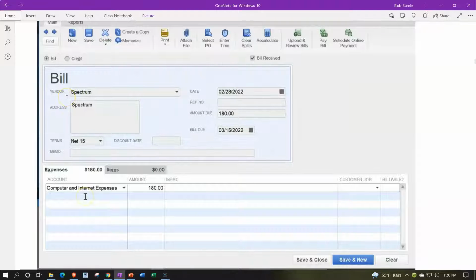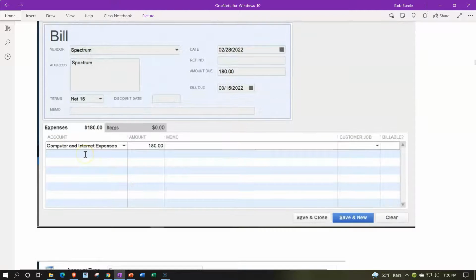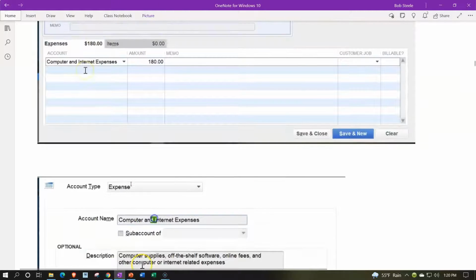Spectrum, we're going to make another one for Spectrum. We're going to assume this is going to be our internet. It's going to be increasing the accounts payable. We're going to look for an account and see if we have an account given to us by Intuit when we set up the company. They've got computer and internet, which we're going to use, but we might say, hey, I'd like to just whittle that down possibly to just internet expense.